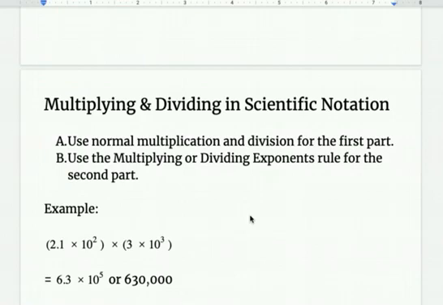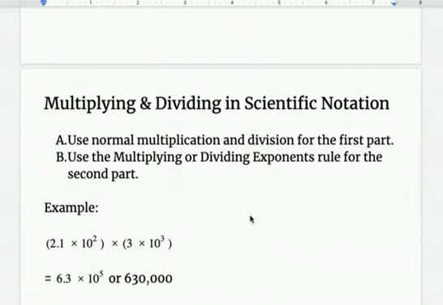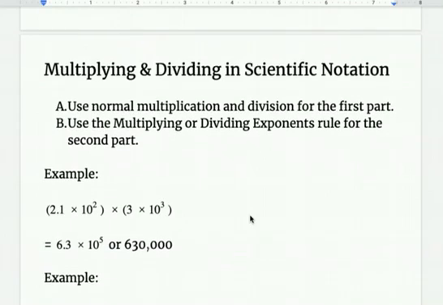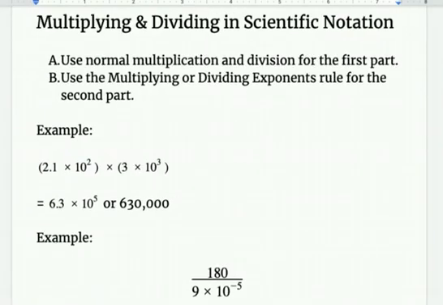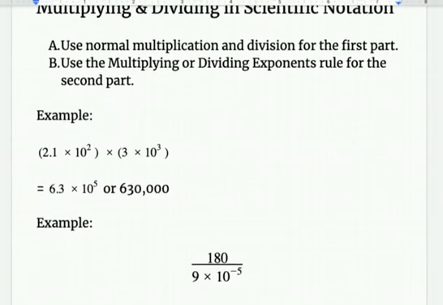You're using two different rules for the two different components. The first part of the scientific notation follows one rule, the second part follows a different rule. Here's an example of dividing in scientific notation. And in this problem, the numerator is written in standard form, the denominator is written in scientific notation. This problem looks pretty complicated, but you can actually solve it without using a calculator, and we'll show you how.